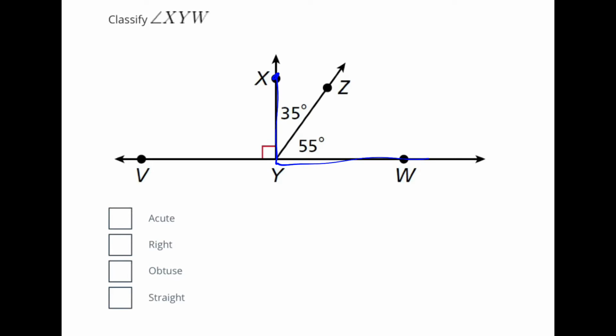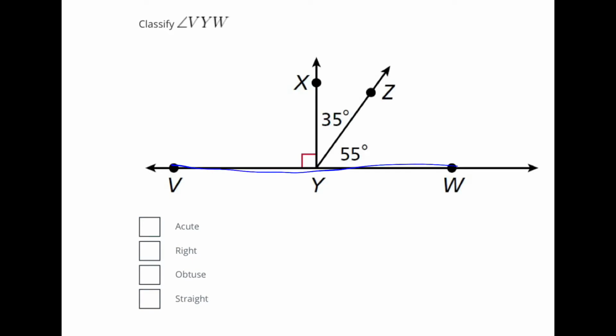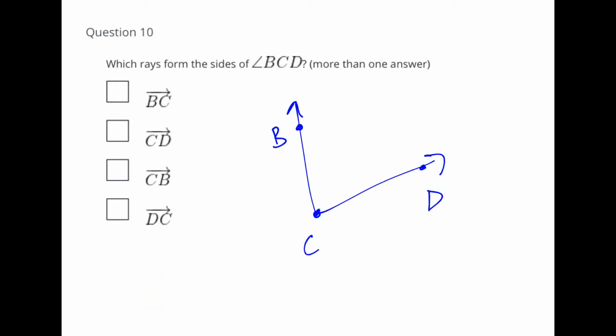XYW is going to be equal to 90. I could add 55 and 35, right angle. Finally, VYW is this entire 180-degree angle. It's straight. If this is angle BCD, the rays are CB and CD.